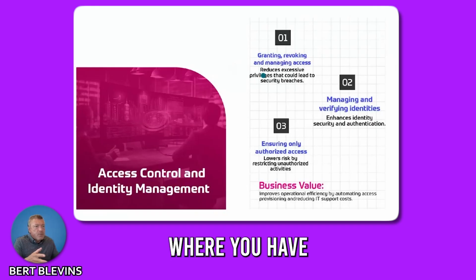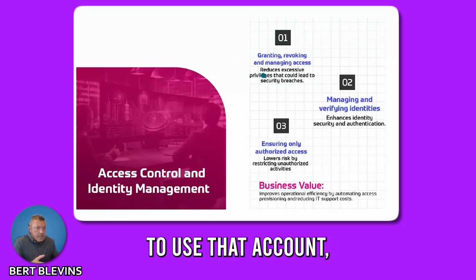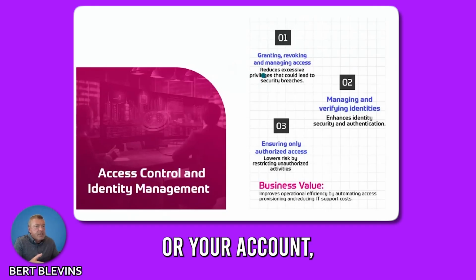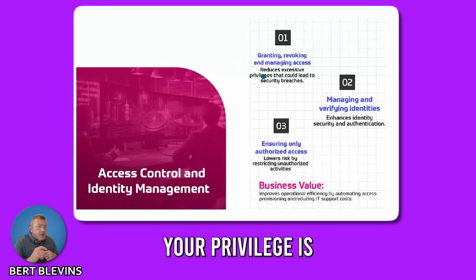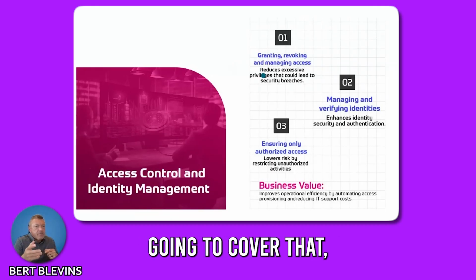Just-in-time is where you have no standing privilege on an account, and when you go to use that account, whether it's a shared service account or your -A administrator account, the privilege is added to that account at the time you're using it. So we're going to cover that.